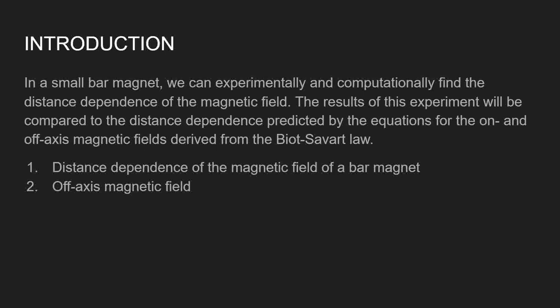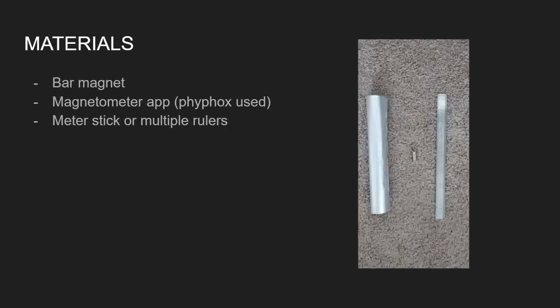We have divided this experiment into two parts: the distance dependence of the magnetic field of the bar magnet, and then the off-axis magnetic field. The materials are shown.